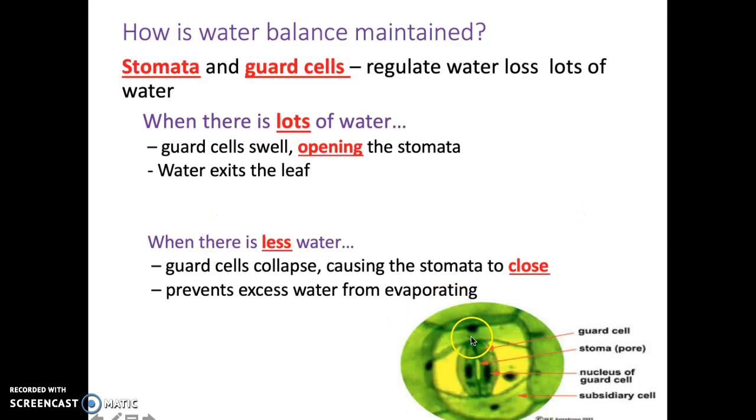Whenever there's very little water inside of the plant, what's going to happen is that these cells are going to collapse. And what they're going to do is close with each other, and they're not going to let any water evaporate out of the plant. So make sure that you write these things down.